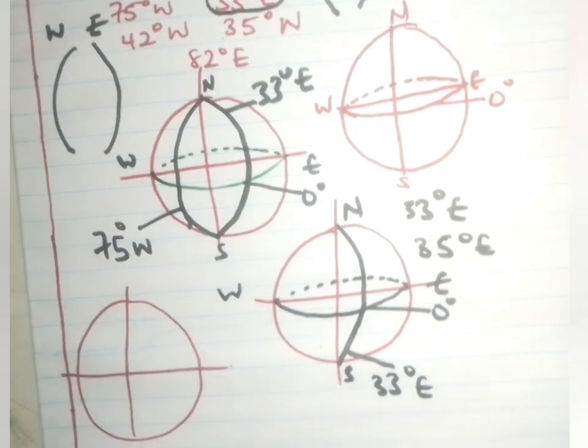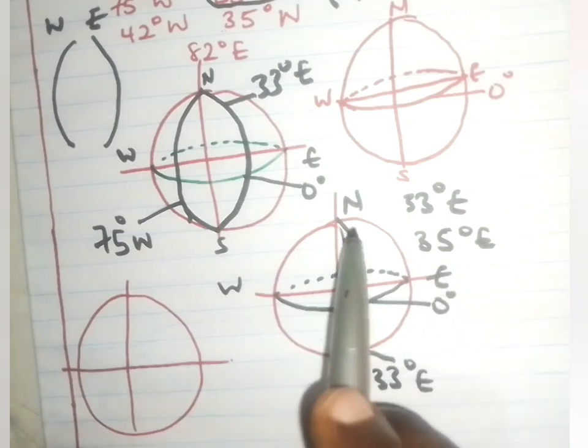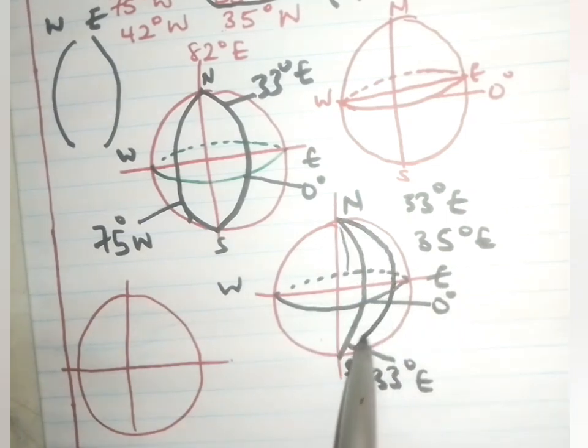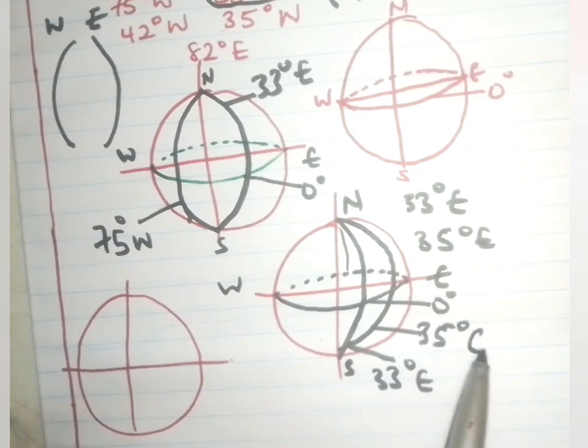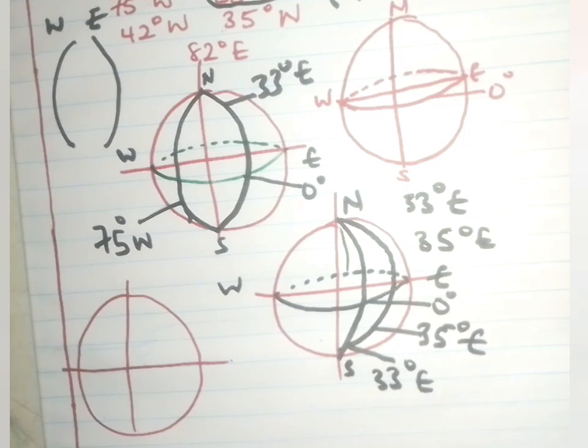Now to do 35, don't draw it in front of it like this, because that is increasing like this. So 35 will be at the back. This will be 35 degrees east, because it's increasing in this direction. I hope you understand now.